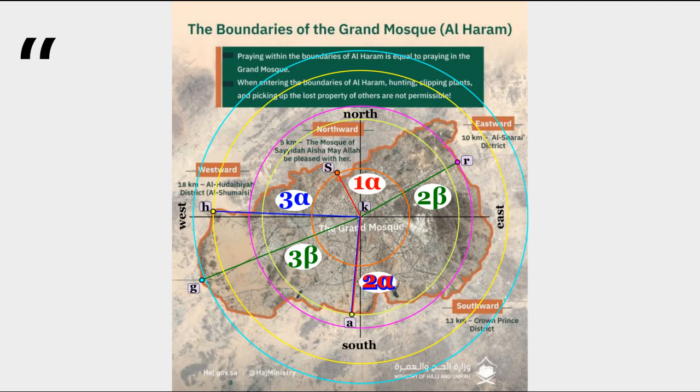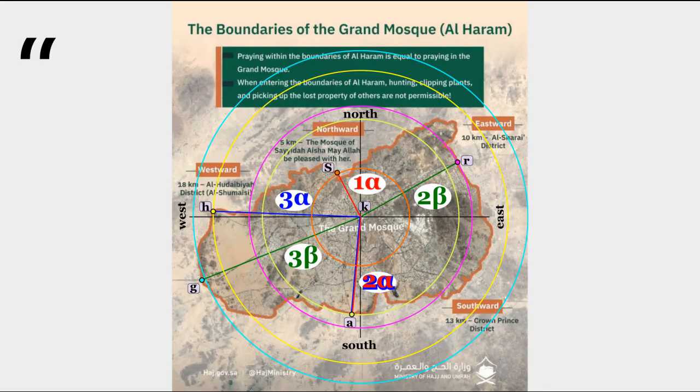This boundary uses a slightly longer distance unit, beta, to define the western and eastern points relative to the Kaaba. The factor beta is slightly longer than alpha, beta greater than alpha. Points, point G west, near main gate and point R east, Al Rasiyadiyya. Ratio, GK to RK is 3 beta to 2 beta.